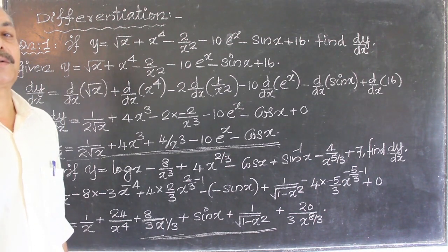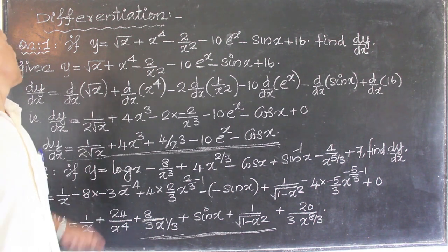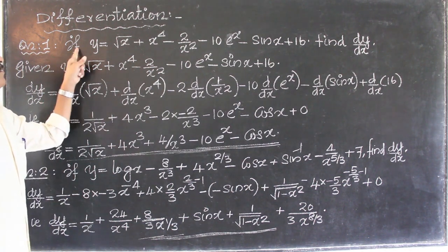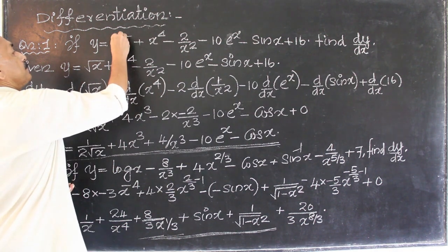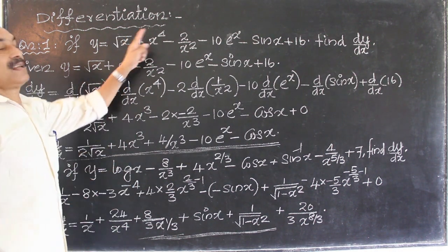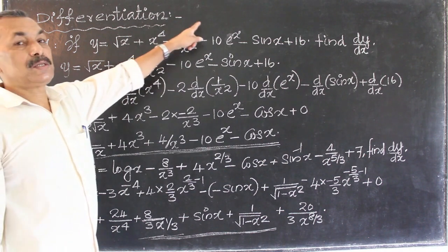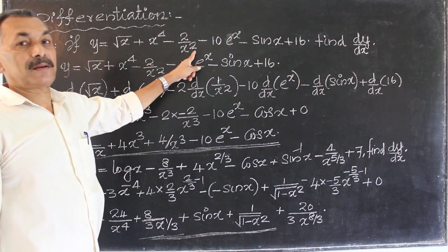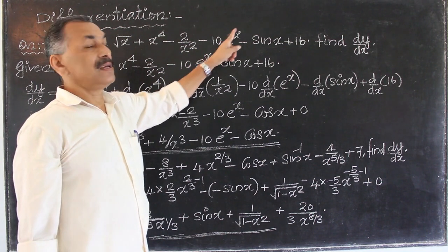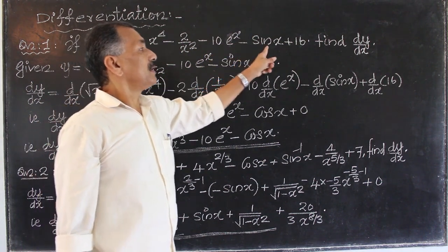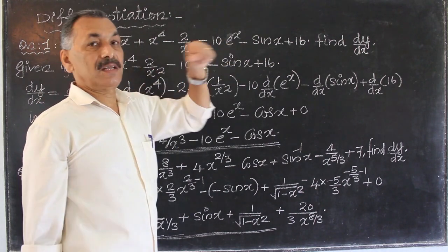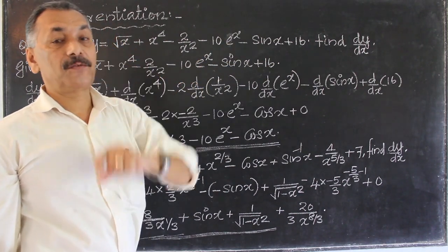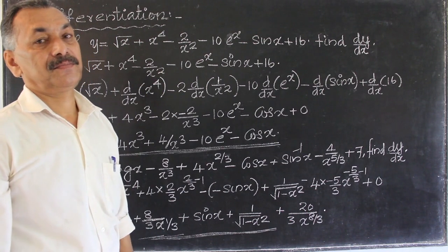Consider this one. Question 1. If y is equal to root x plus x raised to 4 minus 2 divided by x square minus 10 e raised to x minus sin x plus 68. If y is equal to this function, find the derivative of y, that is dy by dx.